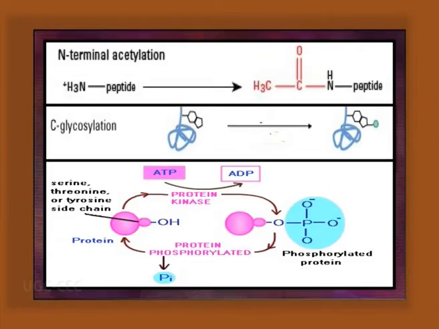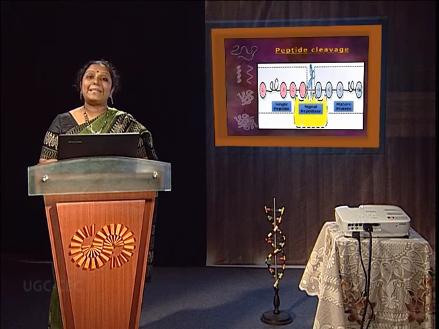Post-translational modification. After translation, some amino acid residues can be chemically modified. In the case of N-terminal modification, acetylation occurs. At the C-terminal, glycosylation occurs, and internal residue side chains can also be modified, like serine and threonine residues, which can be phosphorylated as well.